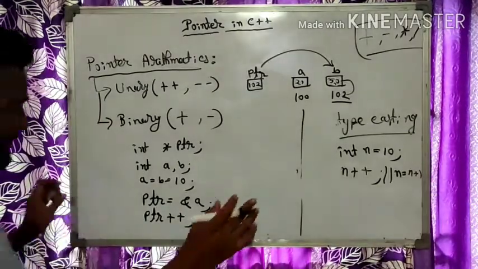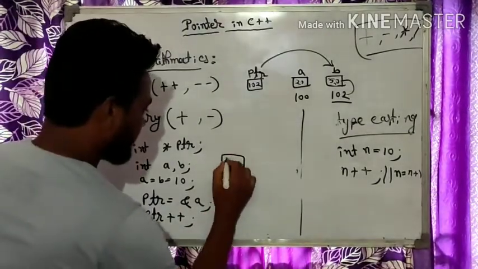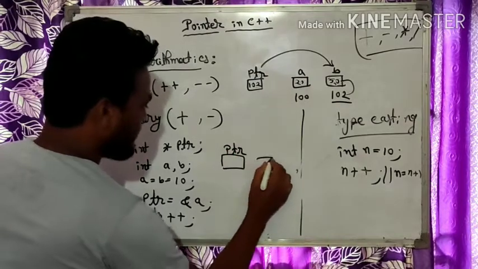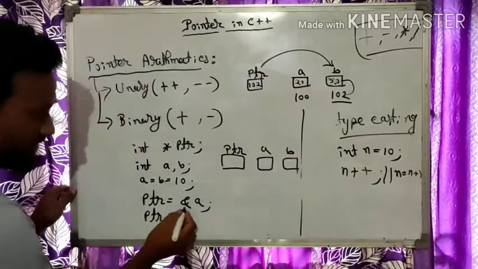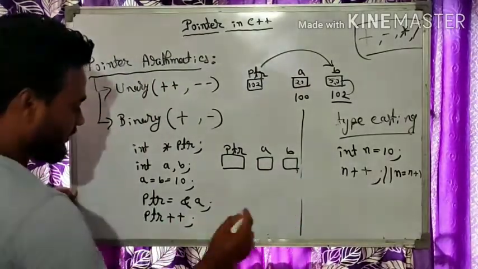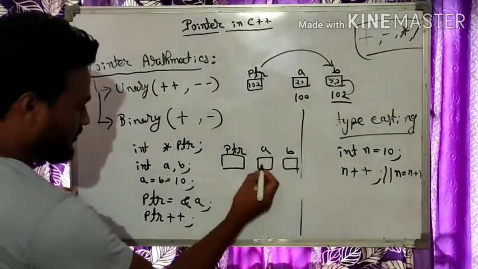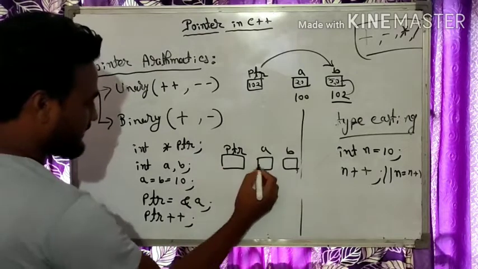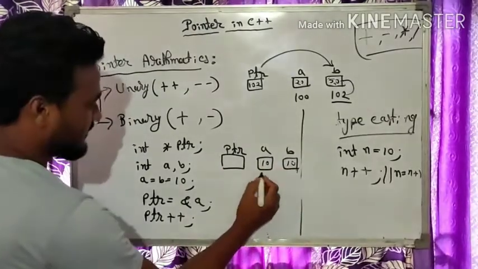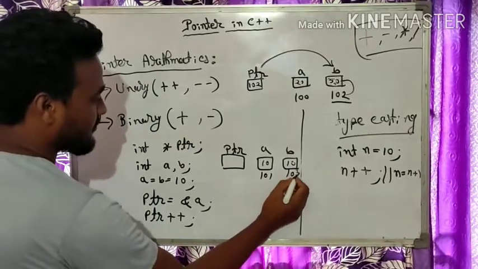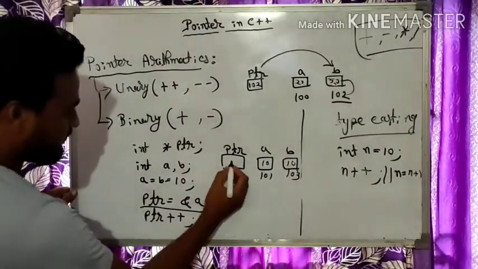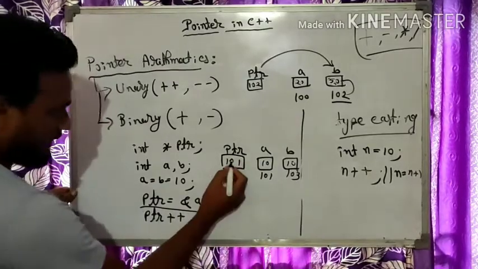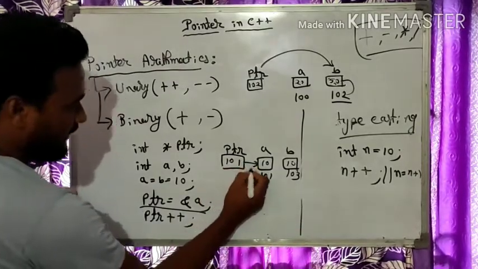Are you getting my point? Let me clear it again. This is ptr, this is variable a, this is variable b. We are assigning only a and b. Later on you can see. So here we have 10, 10 assigned. This memory address is suppose 1, this suppose 3. So after executing this statement, the value of ptr will be 101. That means these two are linked.